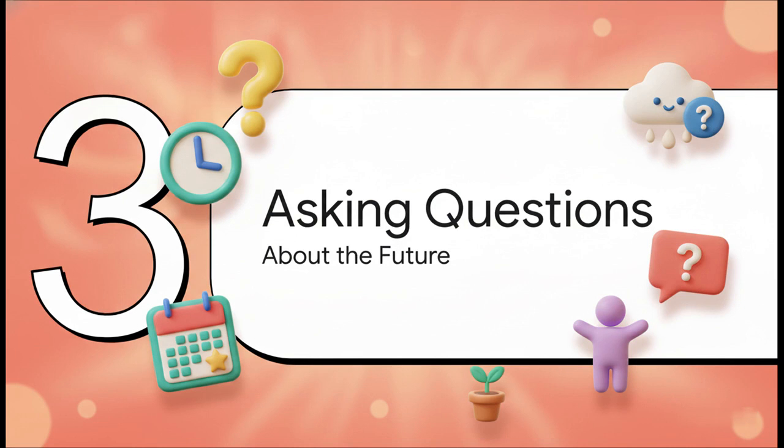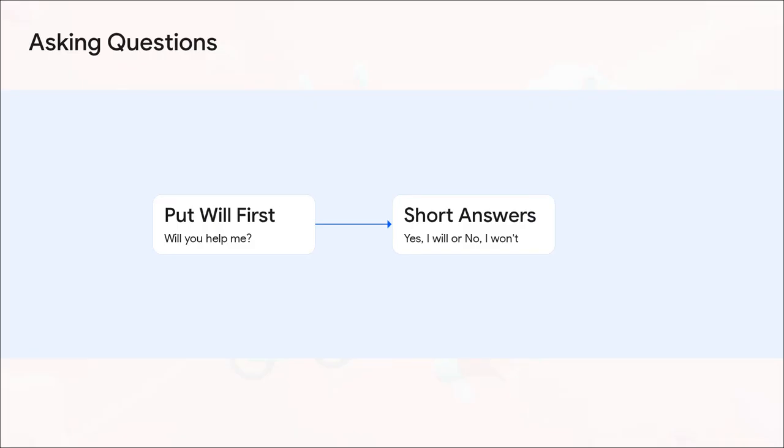Next, let's talk about asking questions. How exactly do we ask people for help or ask about tomorrow? It is incredibly easy. Step 1, we just take the word will and move it to the very front of the sentence. Will you help me? Will she get the job? And step 2, when someone asks you a question, you can just give a short answer. Yes, I will. Or if it is negative, no, I won't.